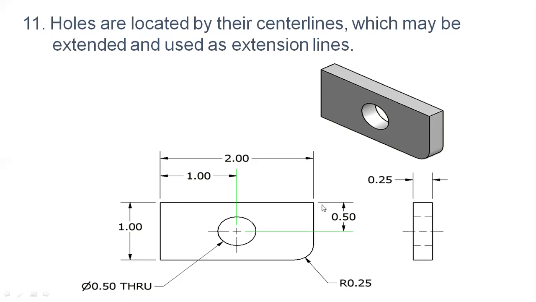from the top side it is 0.5 mm, where you can drill or make a hole of 0.5 mm throughout. So this indicates that if you want to manufacture this kind of product, we should show the location of the holes, and that is the rule. Holes are located by their center lines, which may be extended and used as extension lines.